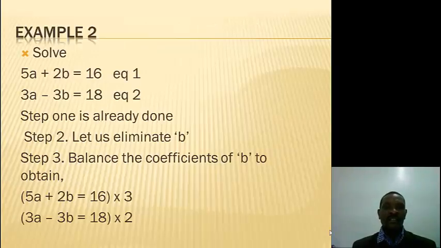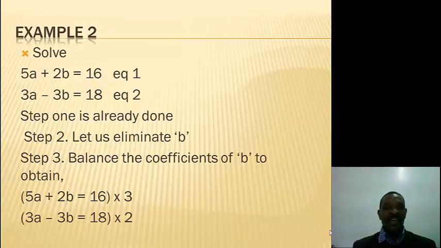Very quickly, example 2. 5a plus 2b is equal to 16 is equation 1. 3a minus 3b is equal to 18 as equation 2. Step 1 is already done, so we go straight to step 2. Let us eliminate b. We have chosen b not for any good reason, but if you remember, in example 1 we had the same signs. The reason I choose to eliminate b is because we have different signs here.